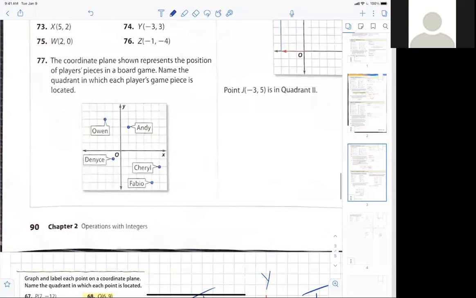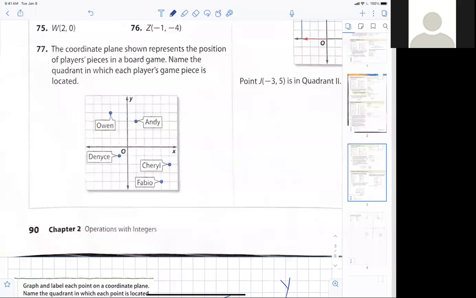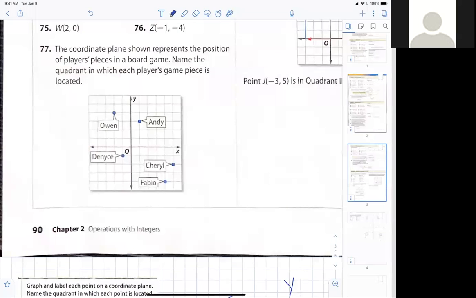Number 77. Okay, so this is kind of silly. Just so everybody knows, it says, name the quadrant in which each player's game piece is located. So Andy is in quadrant what? 1. Owen is in quadrant 2. Yes, and the next one is in quadrant what? Thank you for saying that. And Cheryl and Fabio are in 4. Exactly. All right, I just think that's pretty easy.